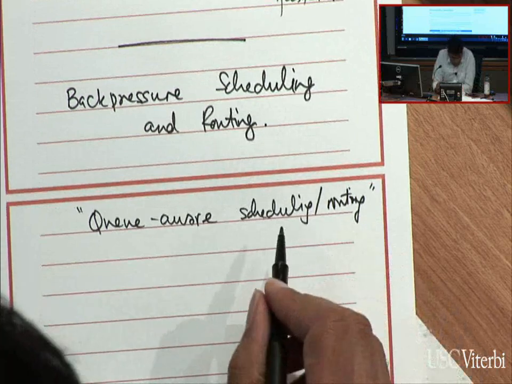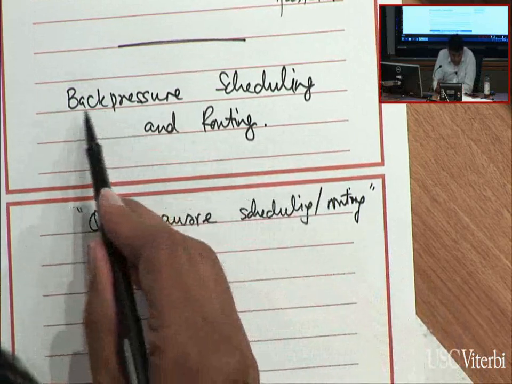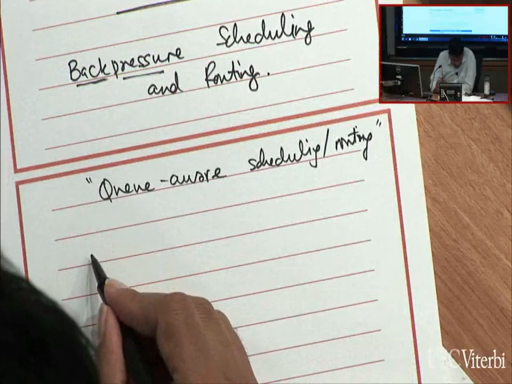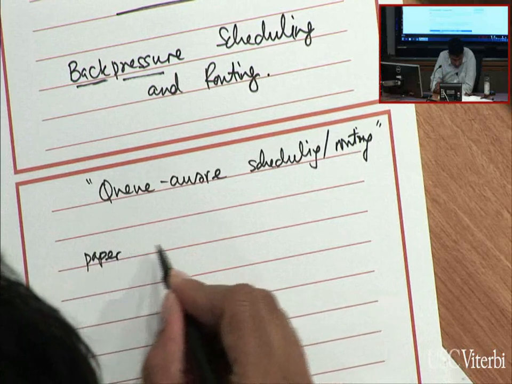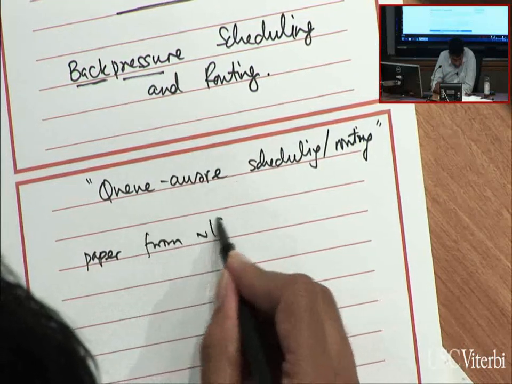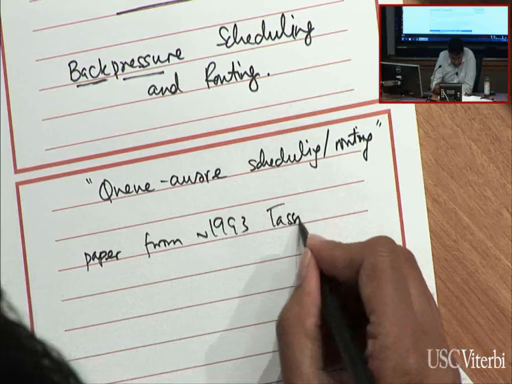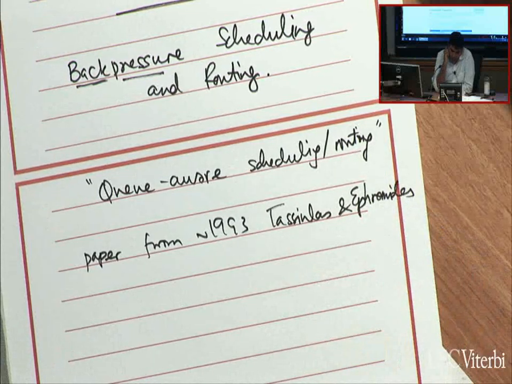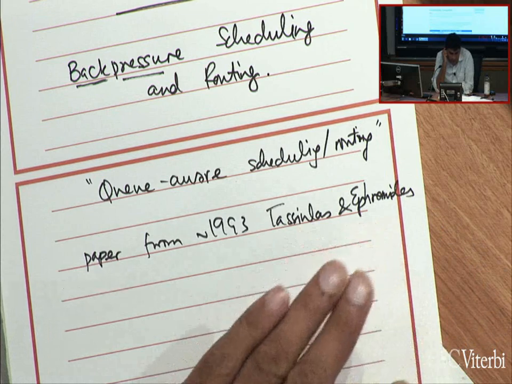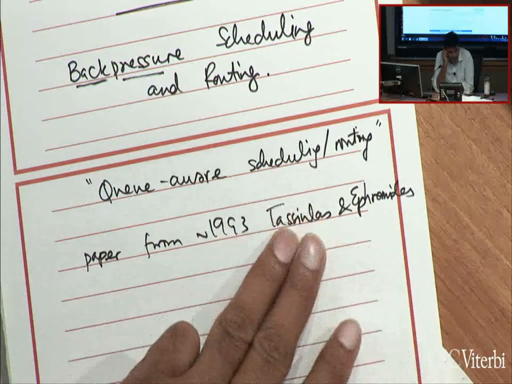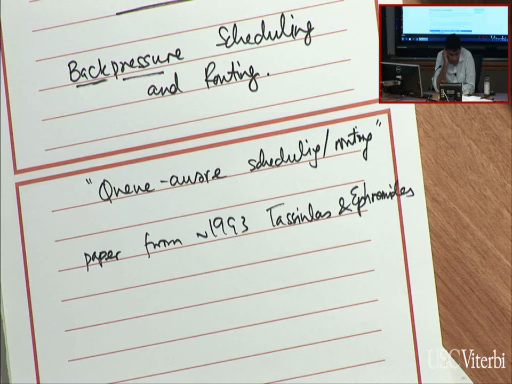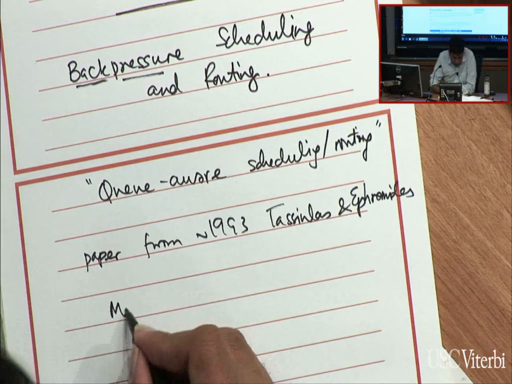So back pressure needs a little bit of a long introduction, because in fact the ideas go back to papers from the early 90s. So there's a paper from about 1993 by researchers Tassiulas and Ephremides. Professor Ephremides is a faculty member at the University of Maryland. Professor Tassiulas was in Greece for a while, but he's, I think, now a faculty member at Yale. And they wrote a paper about back pressure that was an algorithm that they proposed called the max weight algorithm.